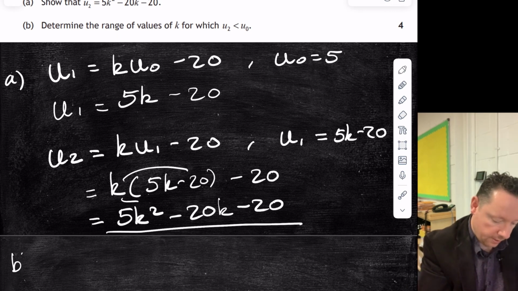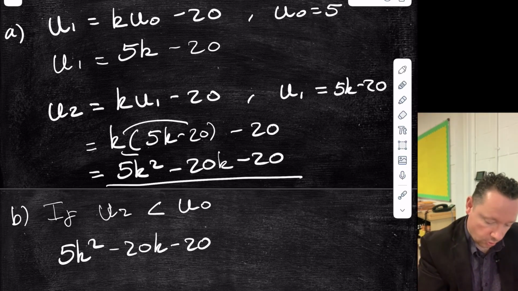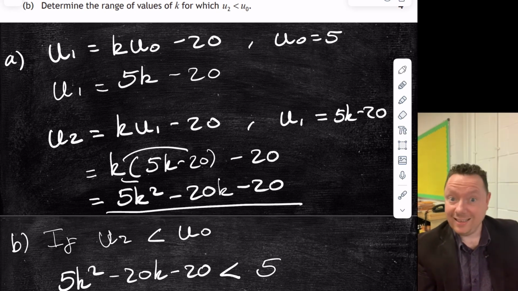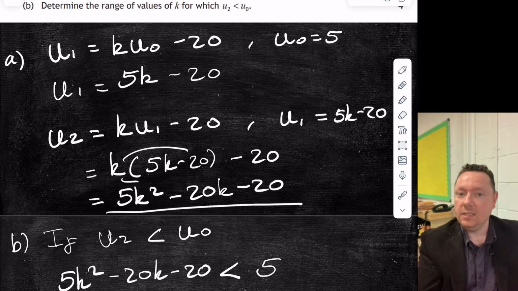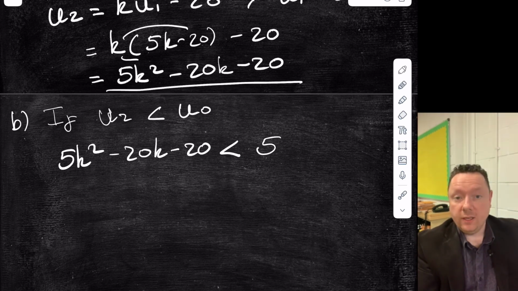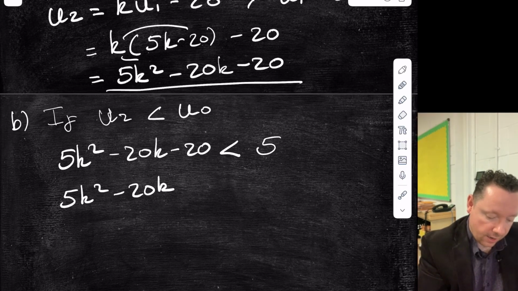Part B, determine the range of values of k for which u2 is less than u0. So if u2 is less than u0, then we can just say that 5k squared minus 20k minus 20 is less than u0, which was 5. And we're just solving a quadratic inequality. So now we're moving away from sequences and moving into quadratic inequalities. So let's just do this for the sake of completeness. We've got 5k squared minus 20k, and taking the 5 over, that gives me minus 25 is less than 0.